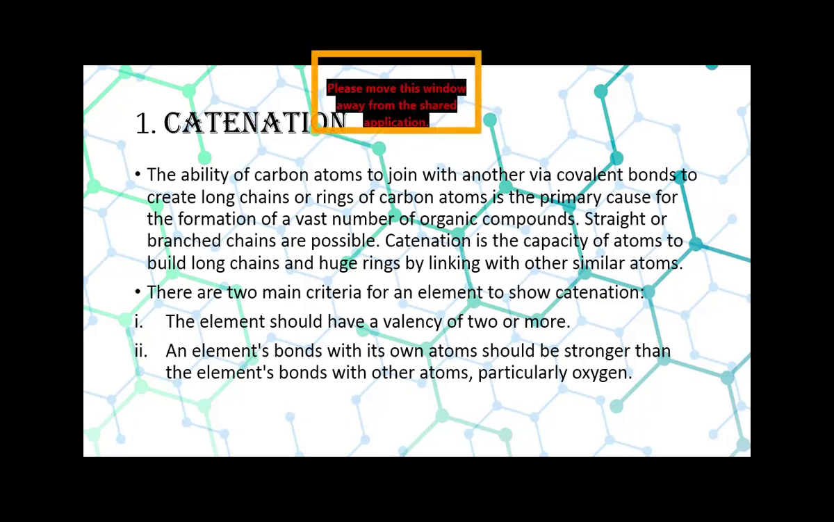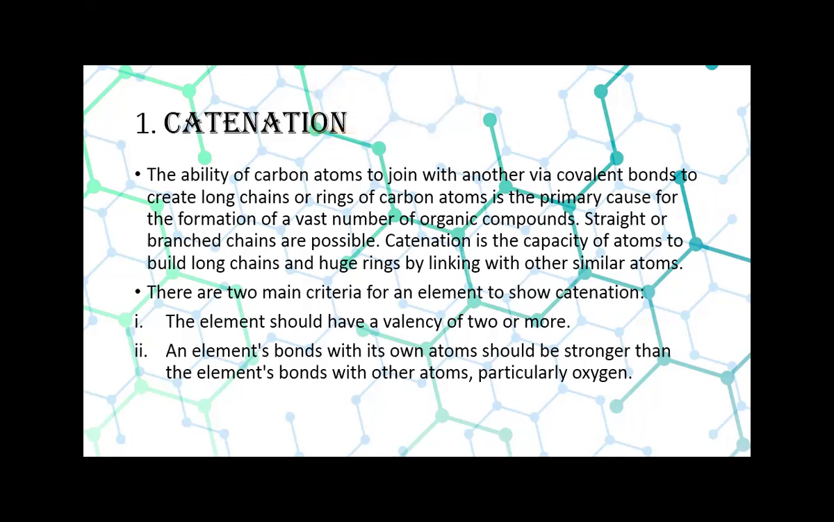And in case of carbon, we have a valency of plus minus 4, as we have gone through in the first lecture in the organic chemistry. And we dealt with the valency of carbon dioxide, and we found that carbon has a valency of plus minus 4. So this property or criterion is followed by carbon.